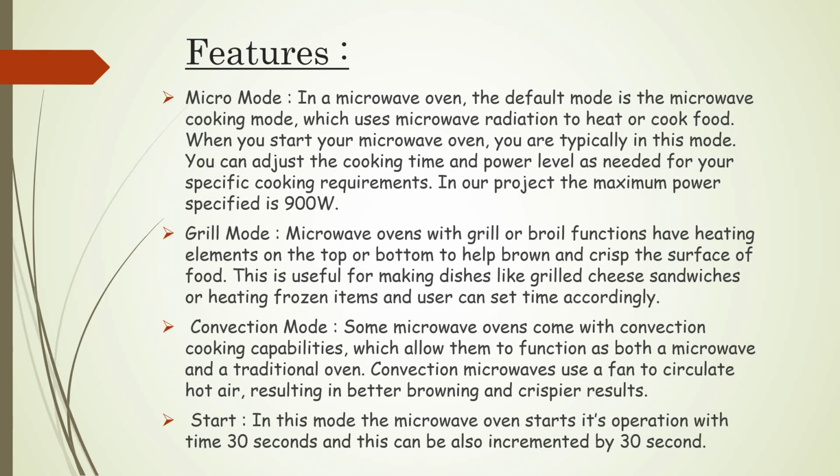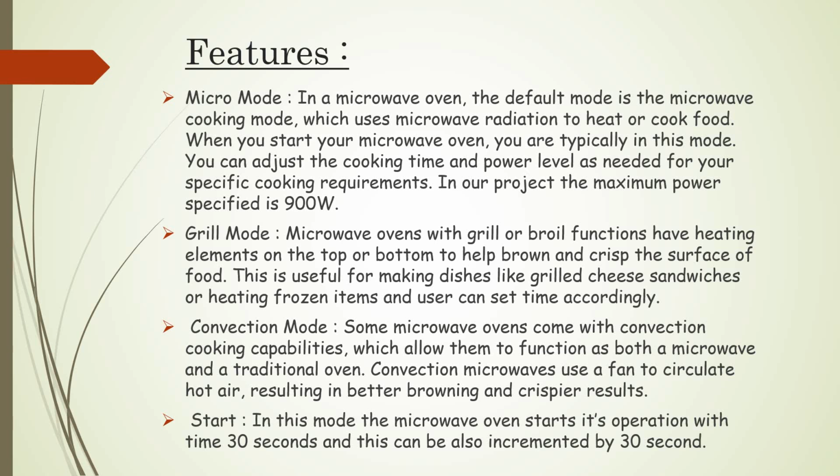The second is the grill mode. When the grill mode is selected, any functions related to grilling will be carried out. The heating elements on the top and bottom of the food add a crisp surface on the top and bottom. It's useful for making dishes like grilled cheese sandwiches or heating frozen items, and the user can set the time accordingly. The time duration can be set for each mode: micro mode, grill mode, convection mode and start mode.